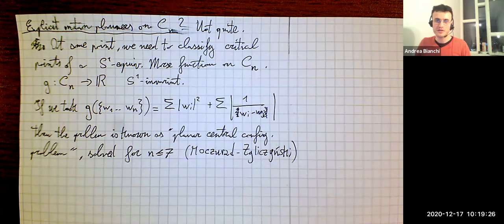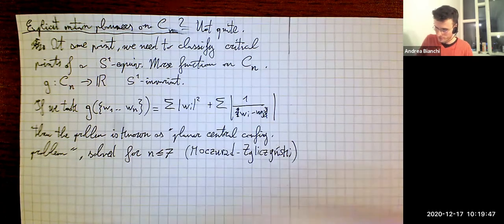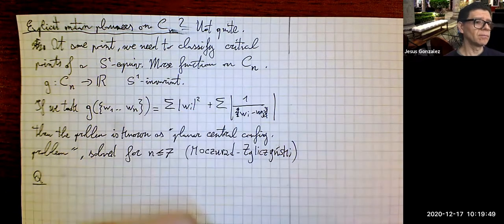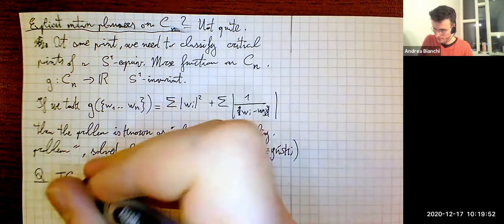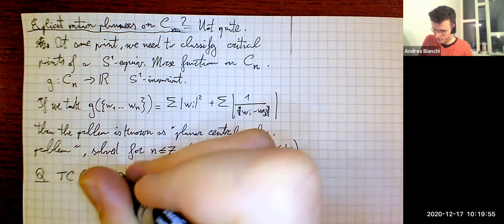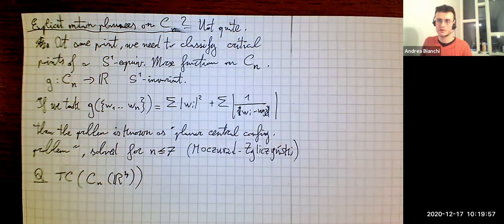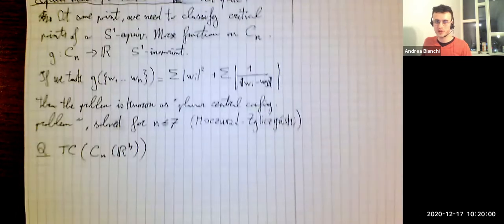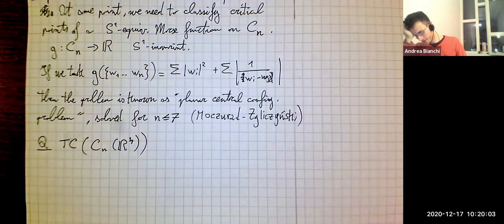I don't understand what the question is. So in the ordered case, we know that there is only a little difference between odd and even dimensional, and you wonder whether it could be easier to start by evaluating TC of Cn of R4. For example, is this what you suggest? Yes.